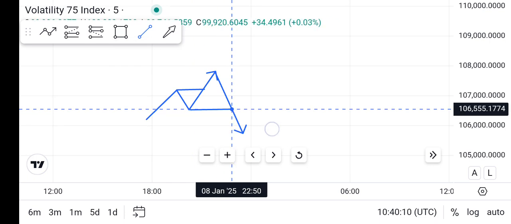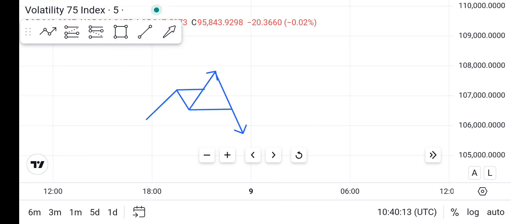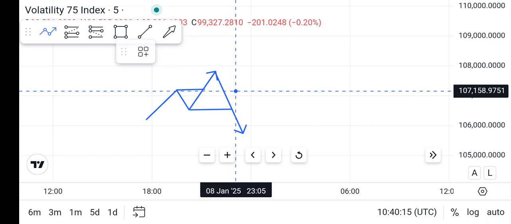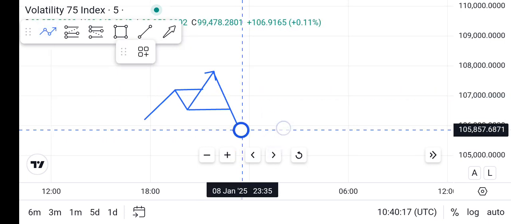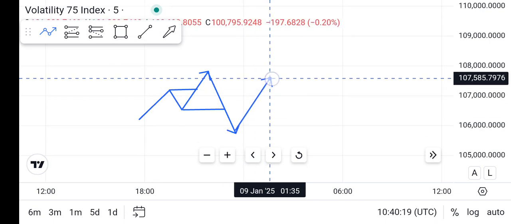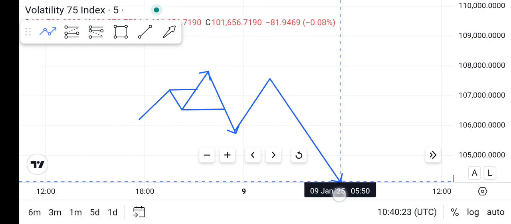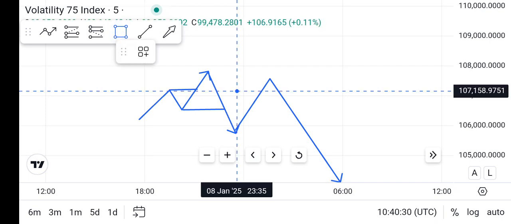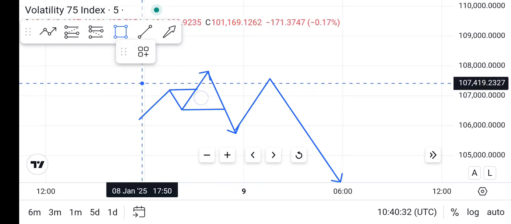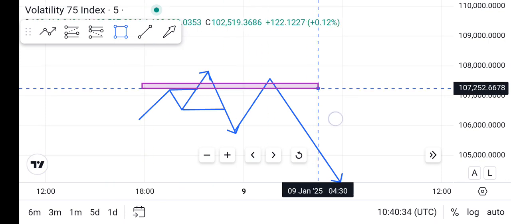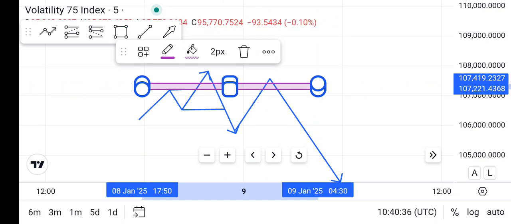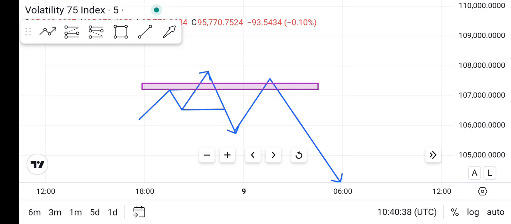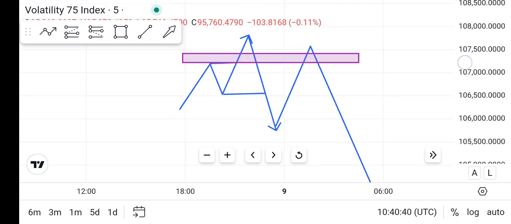So after price changes character right here, all I need for price to do is to pull back into this zone, then sell down. This is in a selling scenario if I want to sell. So now I will have to just mark out this point. I'll mark it as my point of interest, waiting for price to come to my point of interest, and sell down.